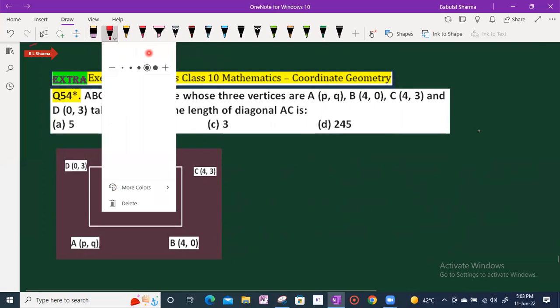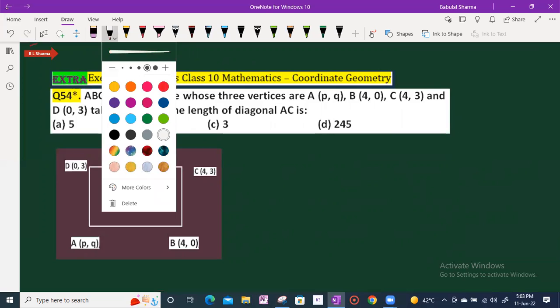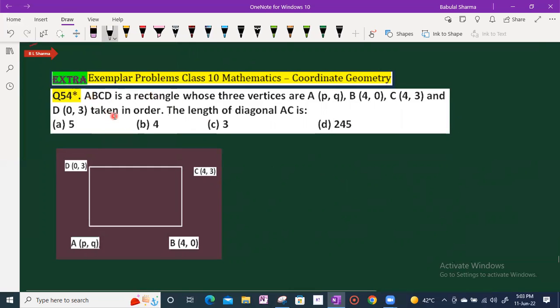Next question is on your screen. ABCD is a rectangle whose three vertices are given: B 4, 0, C 4, 3, and D 0, 3. They are taken in order, means A, then B, then C, then D, then A. Then find out the length of the diagonal AC. ये diagonal की length हमें find out करनी है.